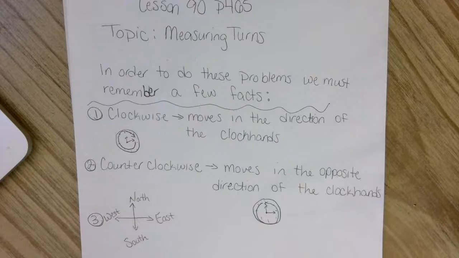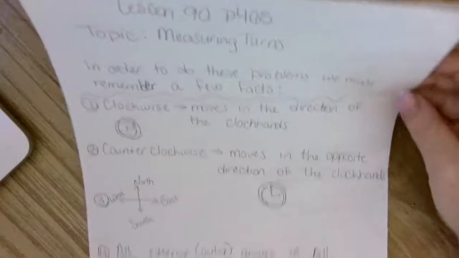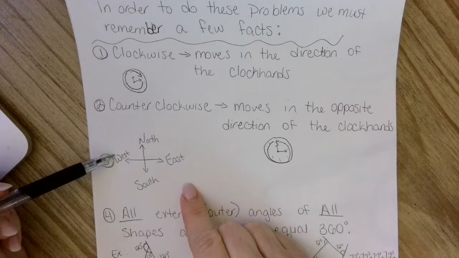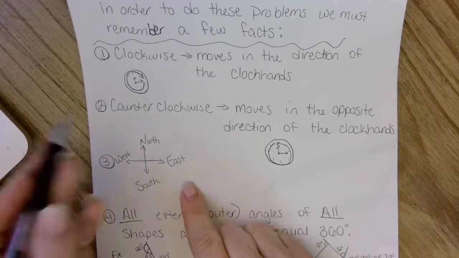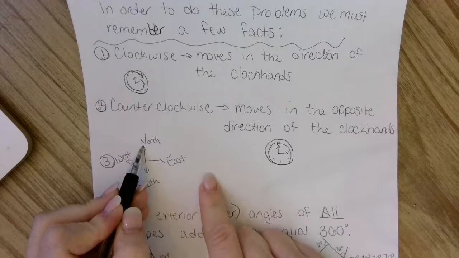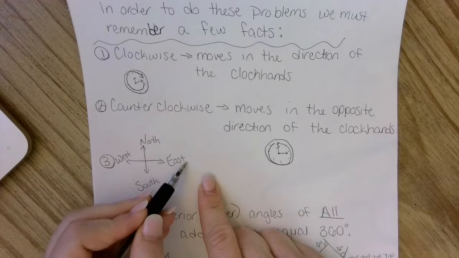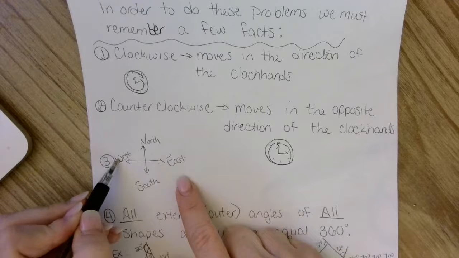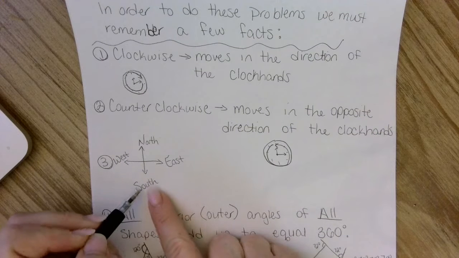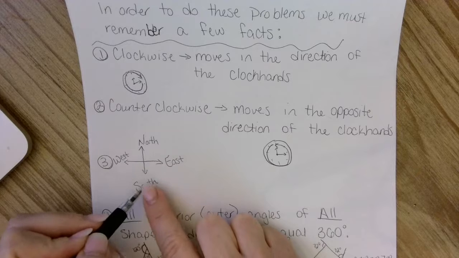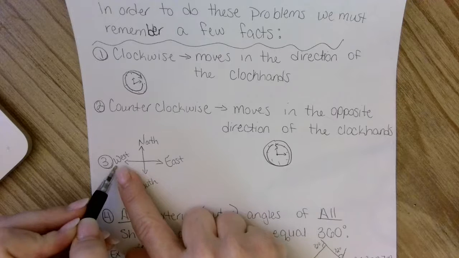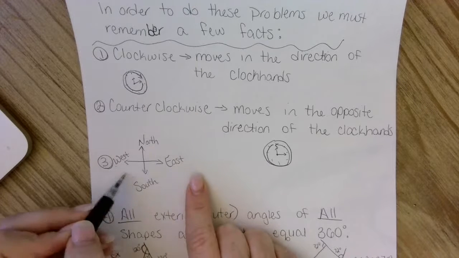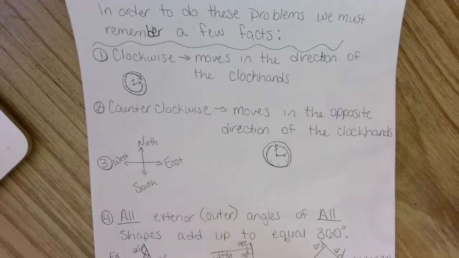Another thing that you will see on these problems is compass directions: north, east, south, and west. If you are facing north and the problem tells you to turn right, then you are going to be facing east. If it tells you to turn left, then you are going to be facing west. Same thing with south. If you're facing south and it tells you to turn left, then you'll be west. And if it tells you to turn right, then you'll be east. If we can remember just those directions, then that will be half the battle.